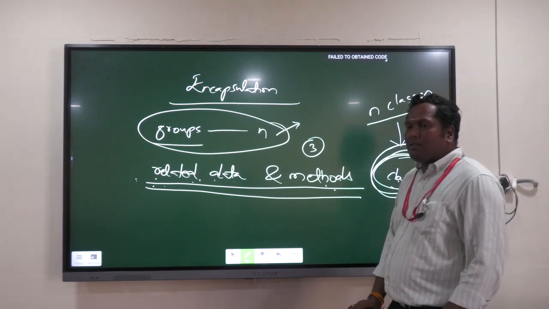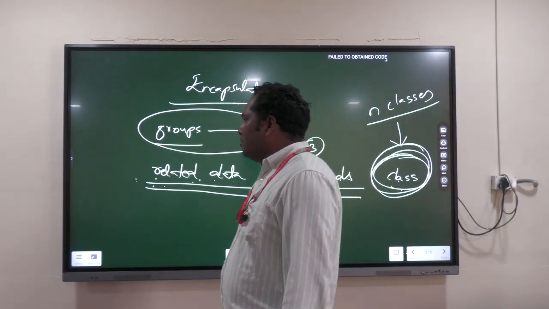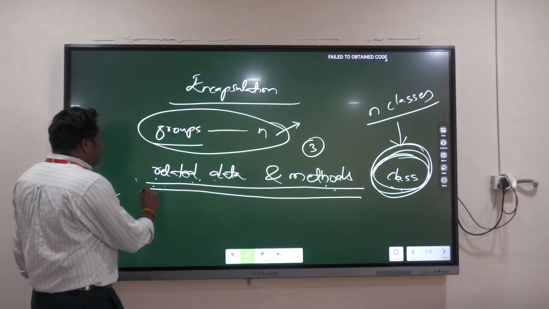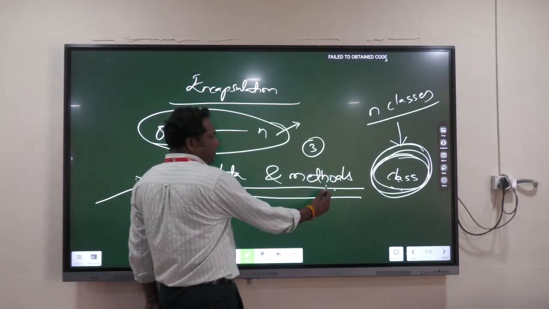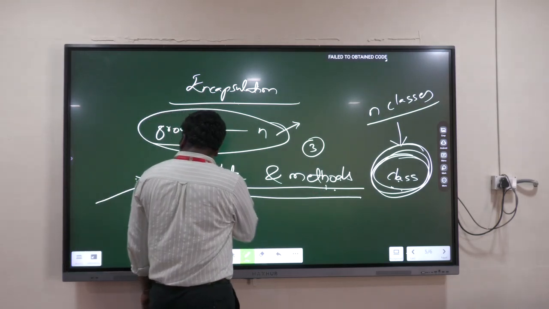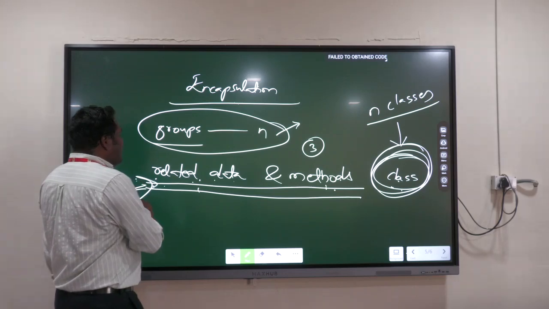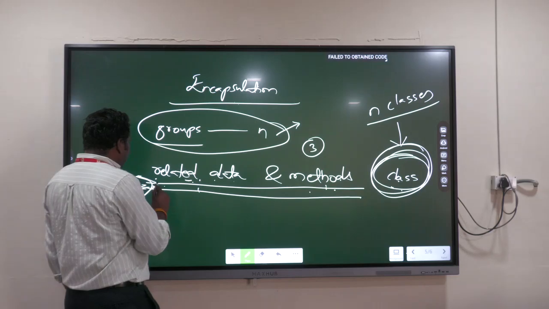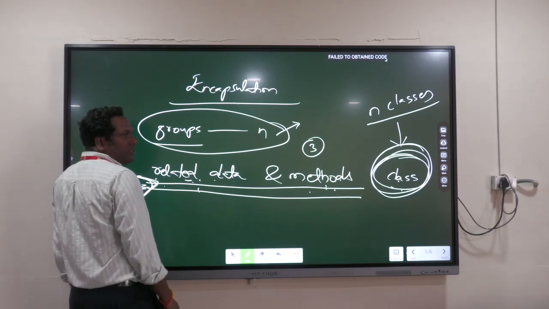So class is nothing but what? Class is a user-defined type. Class is a container for grouping the related data and methods. Grouping of related methods and data. Grouping of related data and methods.